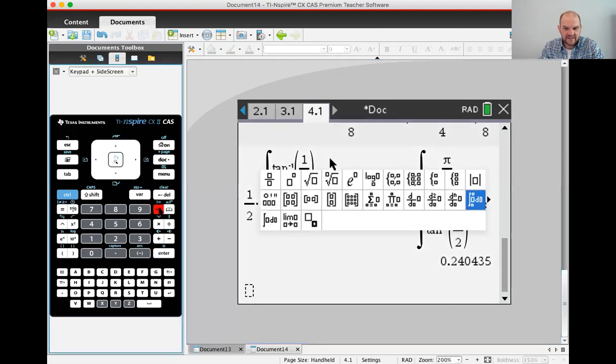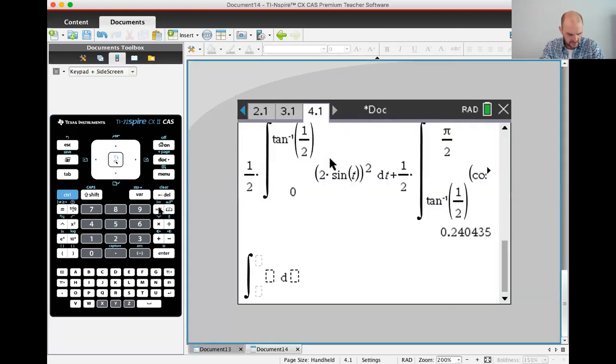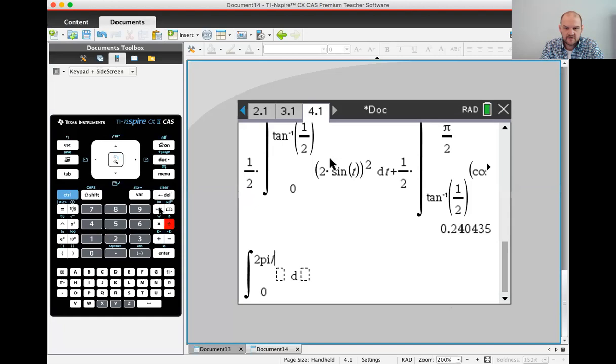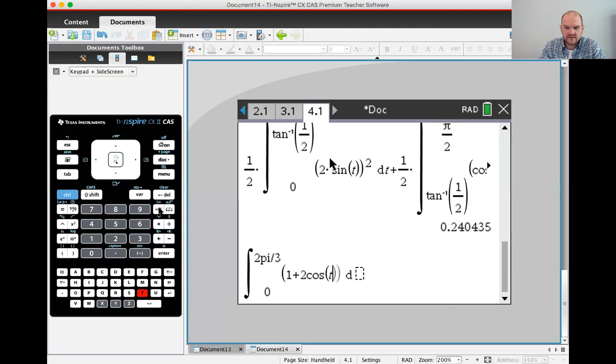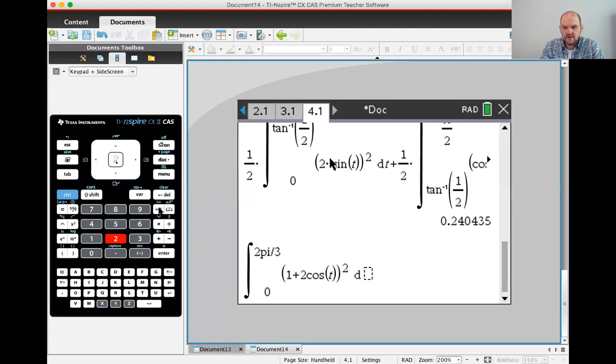But I just feel like setting these up is more the point. So 0 to 2 pi over 3. There's a 2 times 1/2, but I'm not typing that. And then (1 plus 2 cosine of t) squared dt. And then minus 1/2 integral. Doing the full circle here, going 0 to pi. Could go 2 times 1/2, 0 to pi over 2. Totally acceptable, totally going to work. Cosine squared dt.